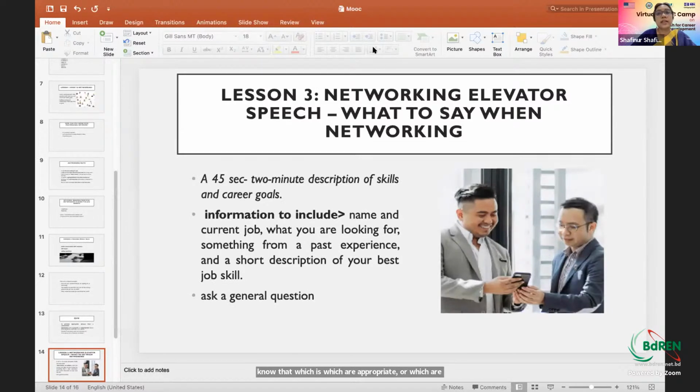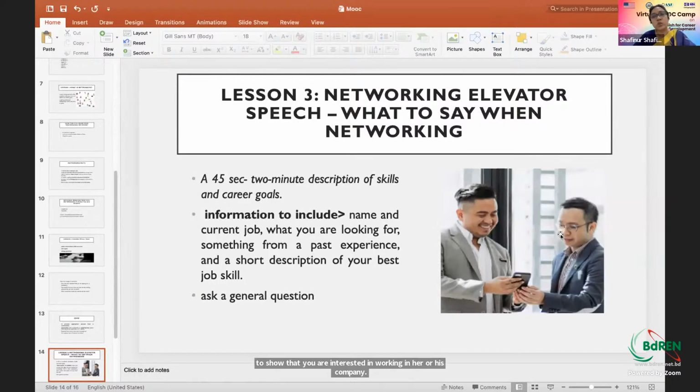Okay, so in lesson 3, it's all about the networking elevator speech, what to say when networking. It can be a 45-second to 2-minute description of your skills and career goals, and you can speak it at a conference, in a meeting, in a training session, or at any event. You have met someone to whom you actually want to talk about all these things, so you want to show that you are interested in working in her or his company or organization.